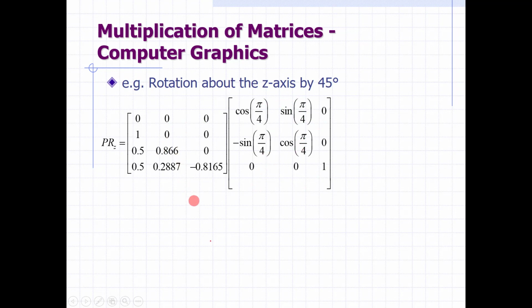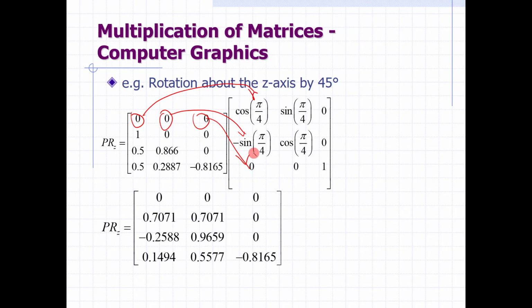You do this multiplication just like you would. You take 0 times this one, and it's a row by a column. So then 0 by that one, and 0 times that one, and you get your answer. Here it is. I'm multiplying a 4 by 3 matrix times a 3 by 3 matrix, and I end up with a 4 by 3 matrix. Now we have a new set of points that we can plot. And what we get will be our original points all rotated around the z-axis, which is the axis that's sticking out of your screen, by 45 degrees.